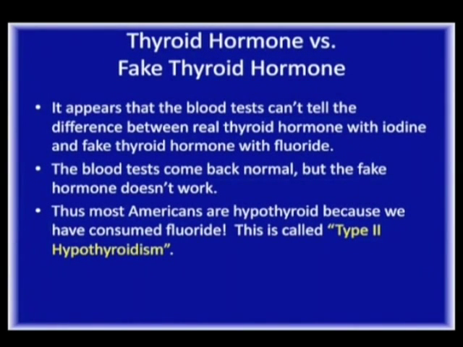Since it appears that the blood test can't tell the difference between the real thyroid hormone with iodine and the fake thyroid hormone with fluoride, the blood tests come back normal, but the fake hormone doesn't work, and thus the blood tests are simply inaccurate or confused by the presence of fluoride. For this reason, most Americans are hypothyroid, and this is simply because we've consumed so much fluoride. This is what is called type 2 hypothyroidism, when the blood tests are normal, but you're still quite hypothyroid.